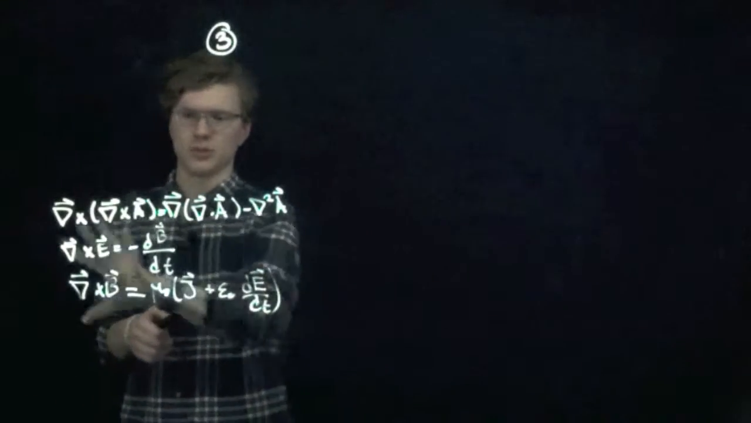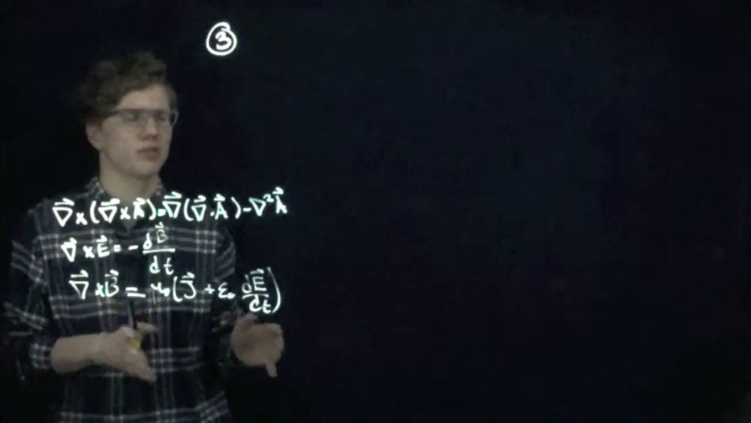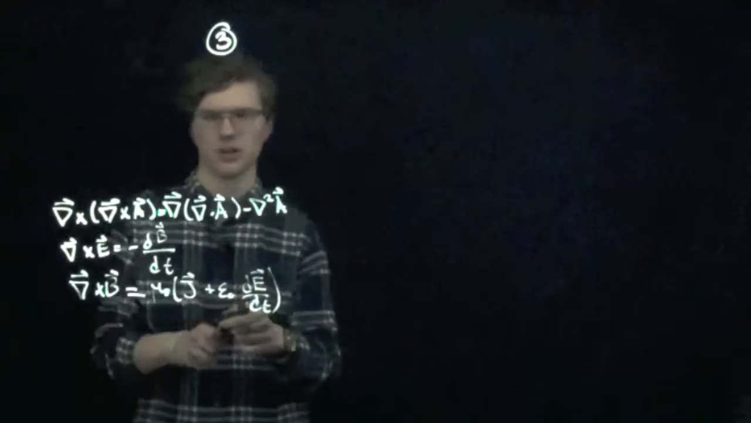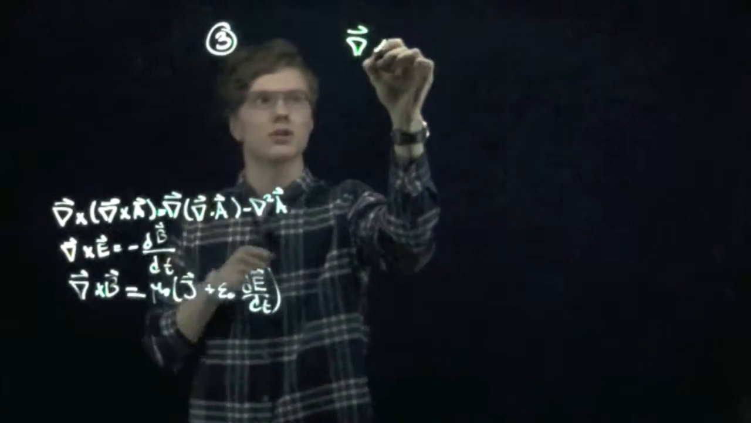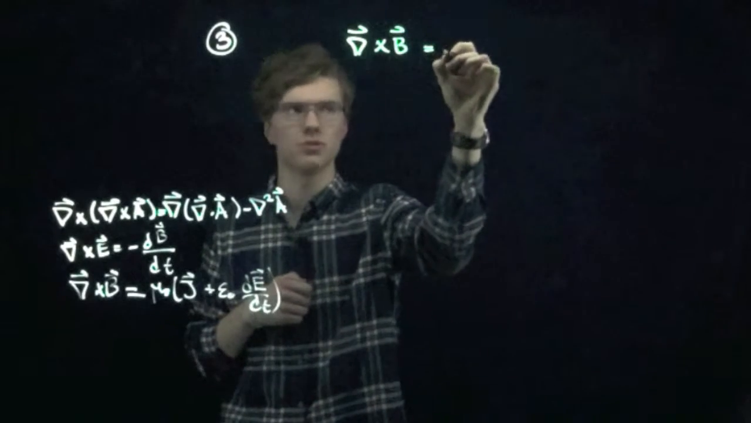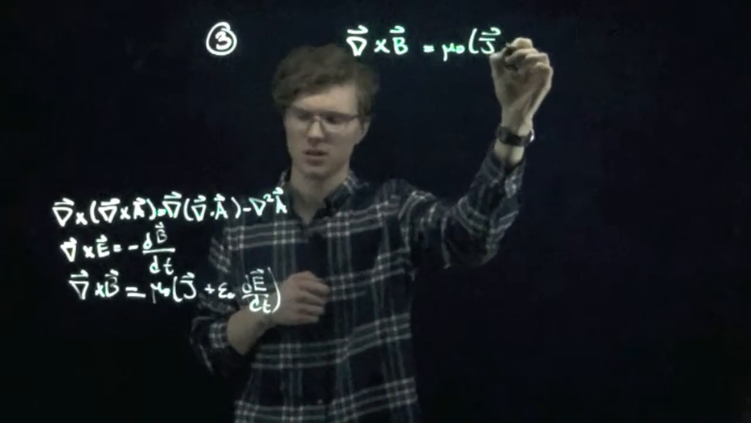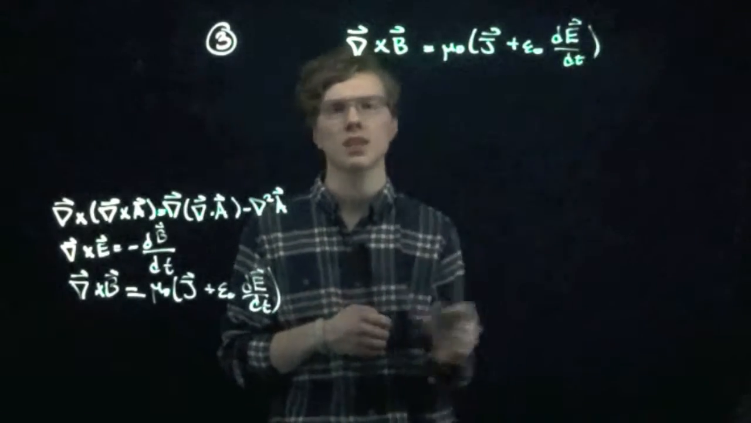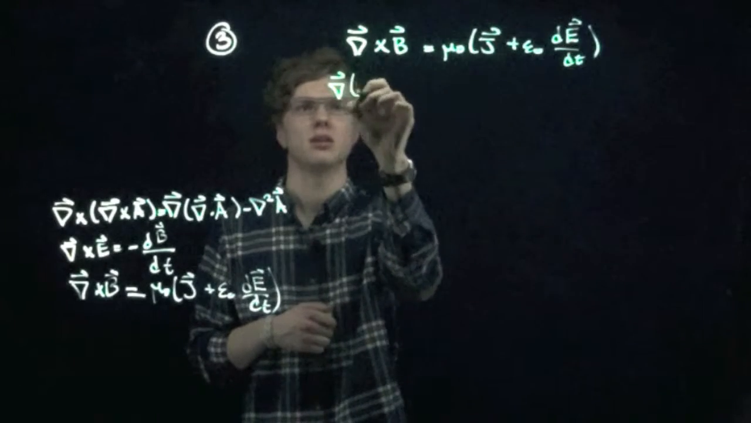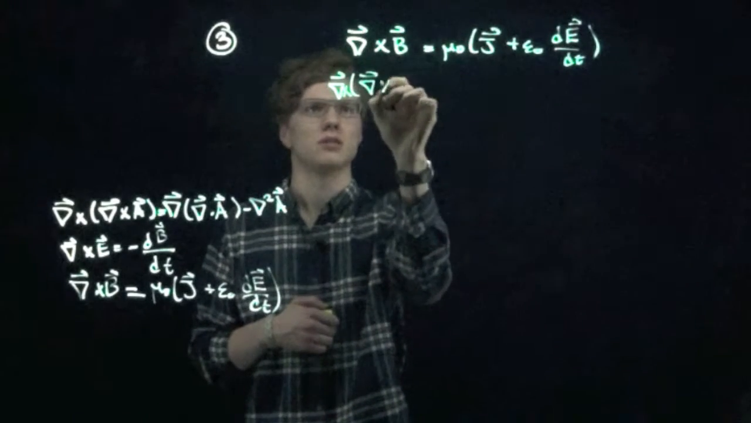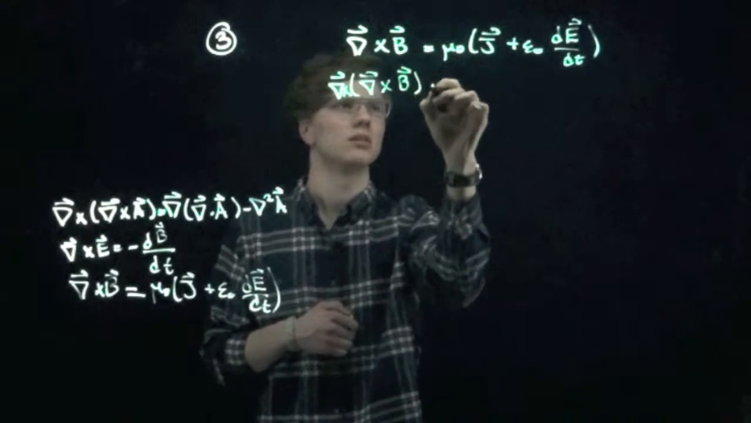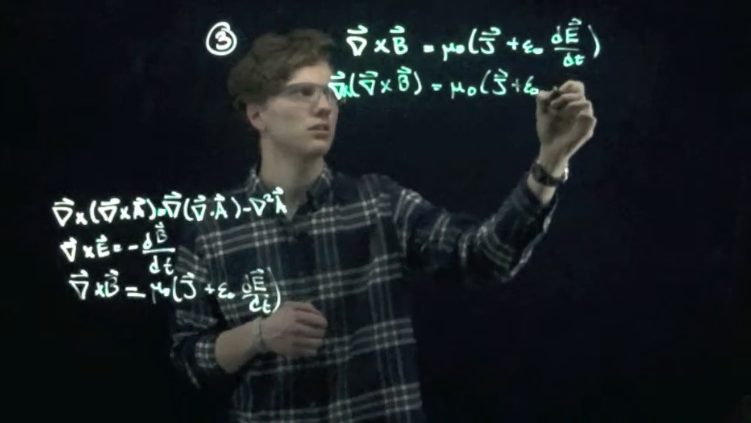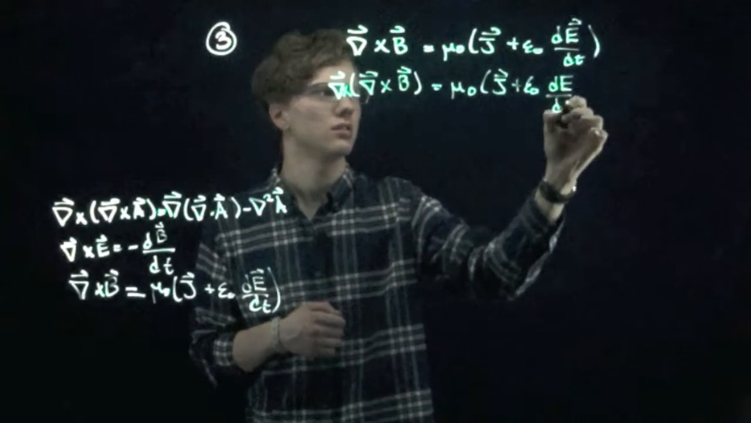So on the left here, I've written out some vector identities and Maxwell's equations from the formula sheet that are going to be useful for this derivation. To start out, I'm going to take this formula right here: the curl of B is equal to mu naught J plus epsilon naught dE/dt. And I'm going to start out by taking the curl of both sides.